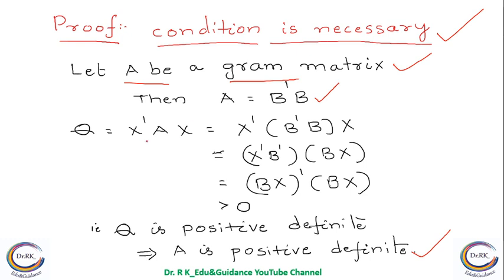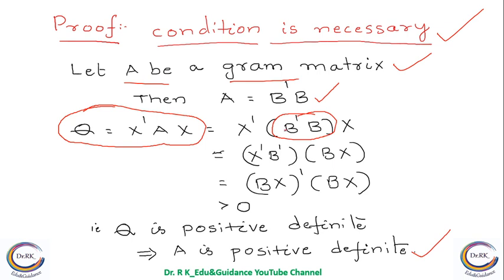Then we have to prove the quadratic form is positive definite. So let us take Q, the quadratic form, which is X transpose AX. Now in this X transpose AX, A can be replaced by its gram representation, B transpose B.